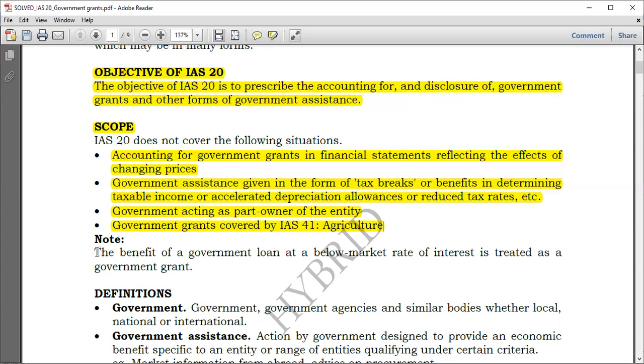All right, note the following. The benefit of a government loan at a below market rate of interest is treated as a government grant. There are situations where maybe the normal rate is 20%, but you are allowed to borrow at 12%. So you have a benefit of 8%, something like that.